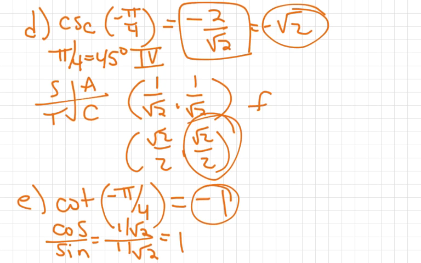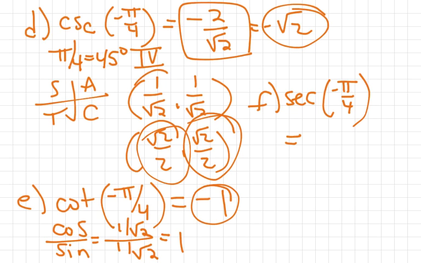And the last one, the secant of negative pi over 4. Well, the nice thing is secant is the reciprocal of cosine. So we know the answer is going to be positive. So what's cosine? Cosine is square root of 2 over 2, or 1 over the square root of 2. What's its reciprocal? Square root of 2 over 1.